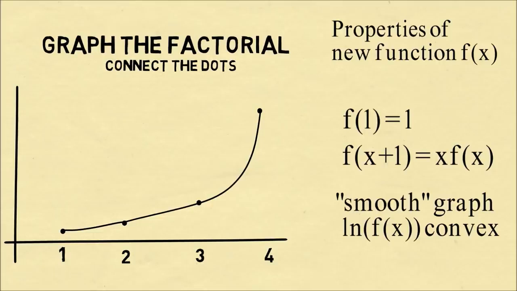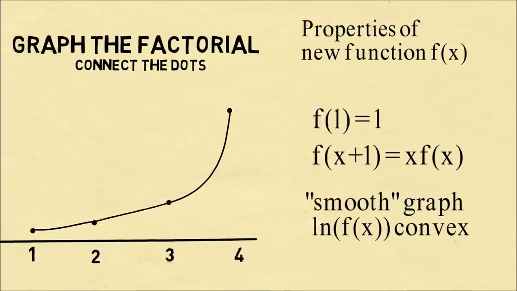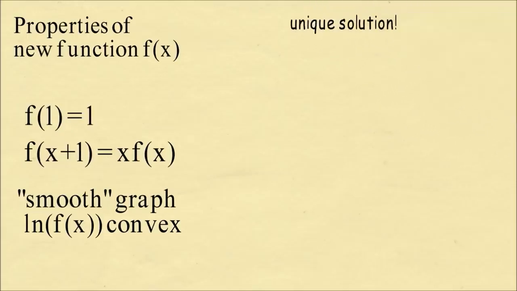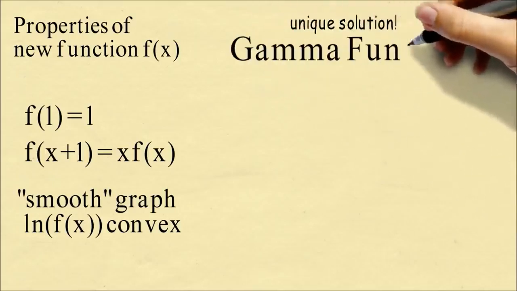And one way we can do that is we could say that the log of f of x needs to be convex. So that's a function. I won't get into the details, but the reason we have this is if you have these conditions, there's actually a unique solution. There's one function, the gamma function, that satisfies these 3 conditions.